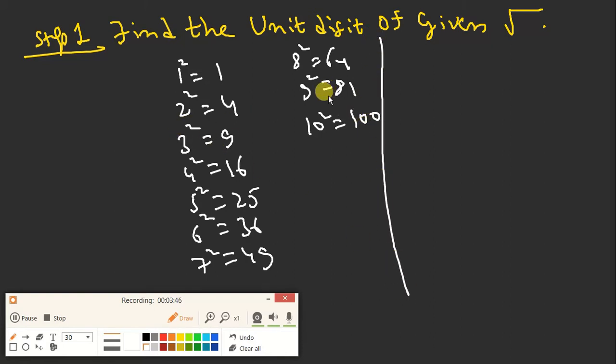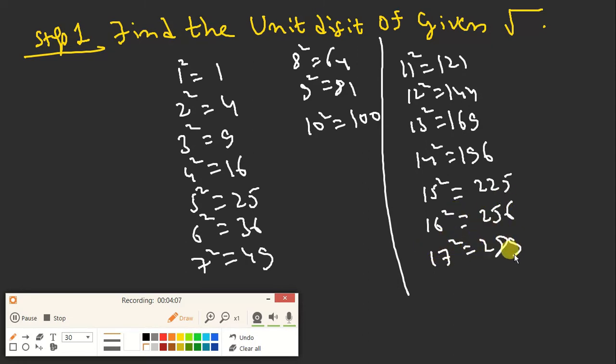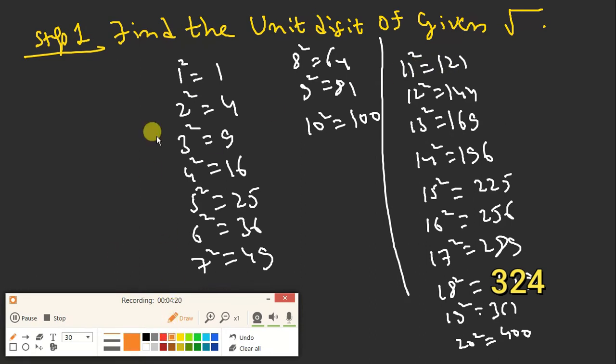Then you should also know squares from 11 to 20. What are they? 11 square is 121, 12 square is 144, 13 square is 169, 14 square is 196, 15 square is 225, 16 square is 256, 17 square is 289, 18 square is 324, 19 square is 361 and 20 square is 400. Okay, these are the squares. So see friends, the trick will be derived from here itself.